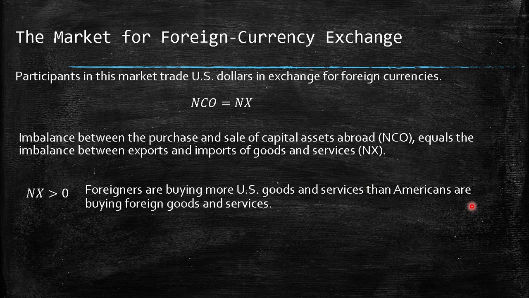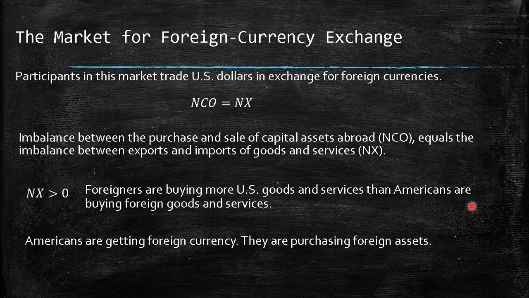Why? Basically, when net exports are higher than zero, it means that foreigners are buying more US goods and services than Americans are buying foreign goods and services. And then Americans are getting foreign currency in this case, right? Because other people are buying more US goods, so Americans, instead of giving these goods and services, are receiving foreign currency. So at the end of the day, they are purchasing foreign assets. So then the net capital outflow should be the imbalance for that case.